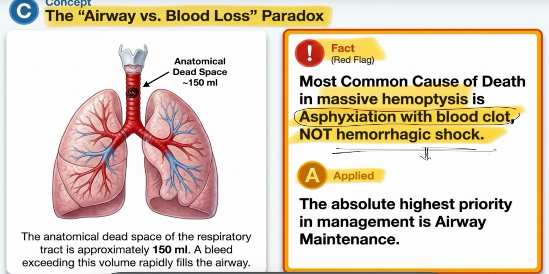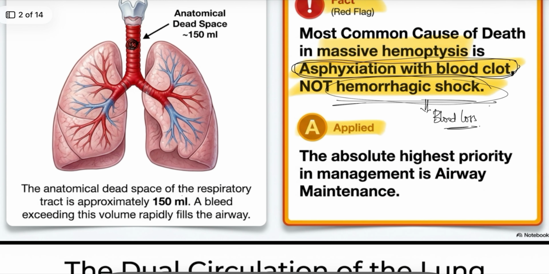Many people think that there will be blood loss which leads to hemorrhagic shock, but that's not the case, it occurs due to asphyxiation with the blood clot. Remember that the anatomical dead space of the respiratory tract is approximately 150 ml. This is important, you have to remember it for your MCQs. A bleed exceeding this volume rapidly fills the airway. Obviously the capacity is 150, so if the blood is more than 150, it has to be overfilled.